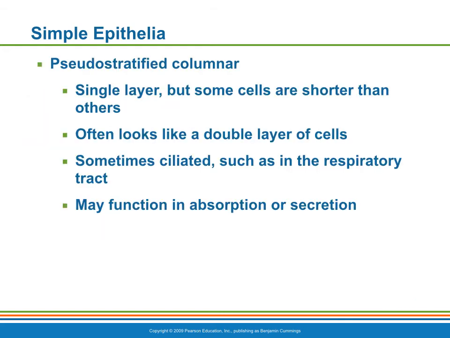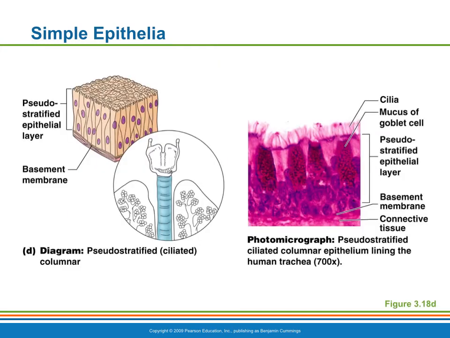Next up, we have pseudostratified columnar epithelium. It contains cells of varying heights, giving the false impression of the presence of many layers, when in fact it's only one layer. And here's what it looks like.